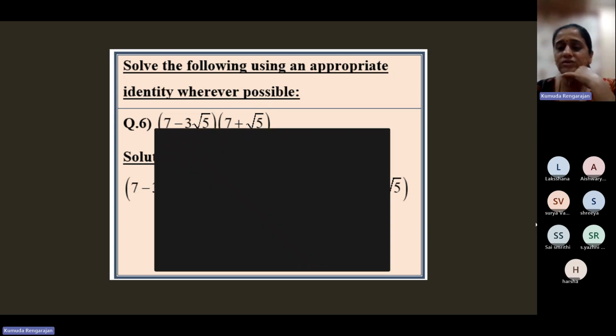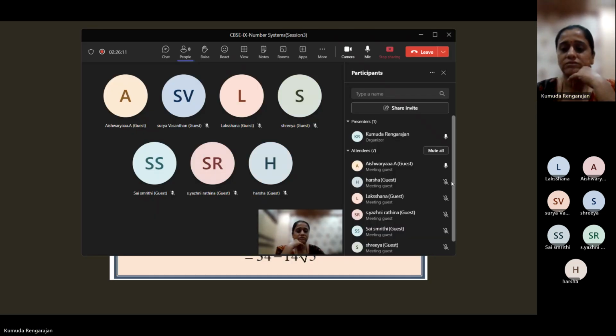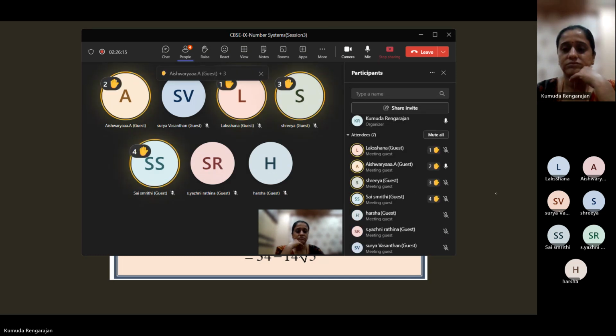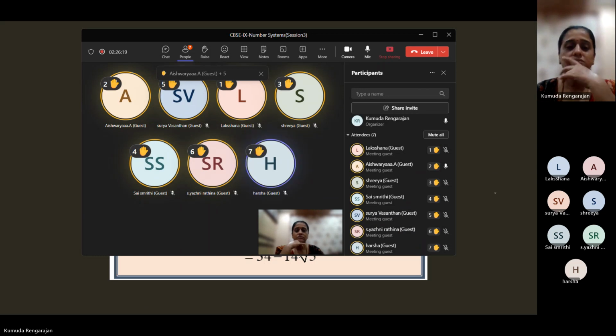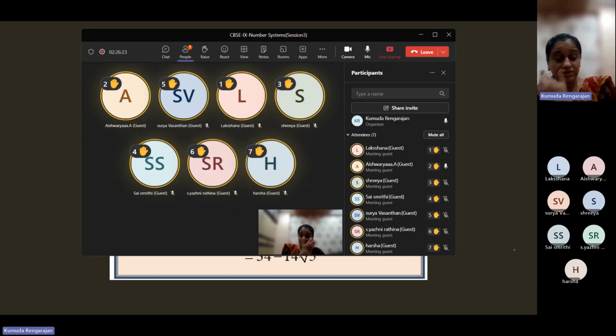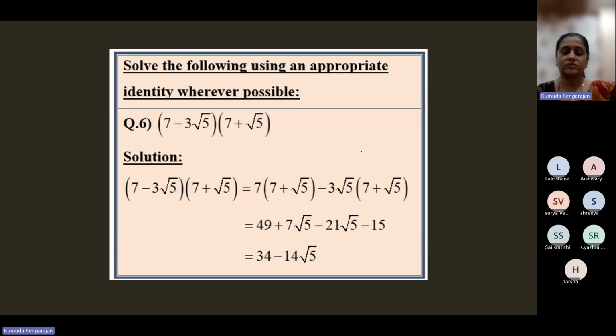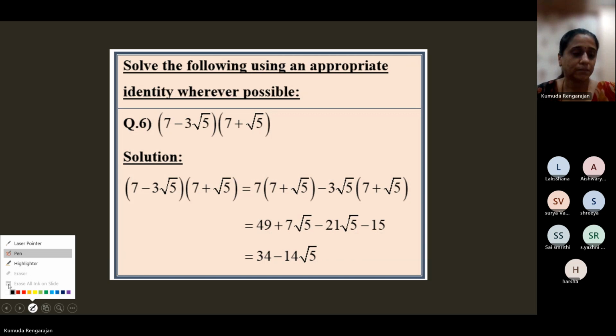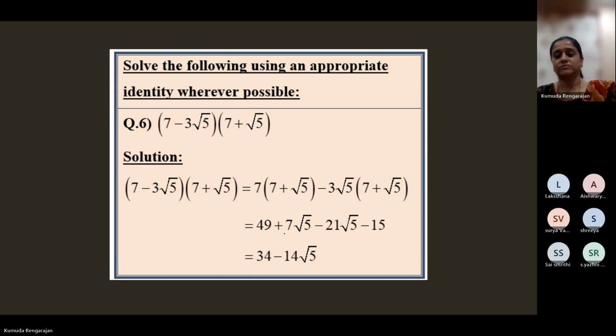Class, use the emoji. Raise your hand. Very good. Akshana, Aishwarya, Shriya, Saraswati, Surya, Yarni, and Harsha. Good.